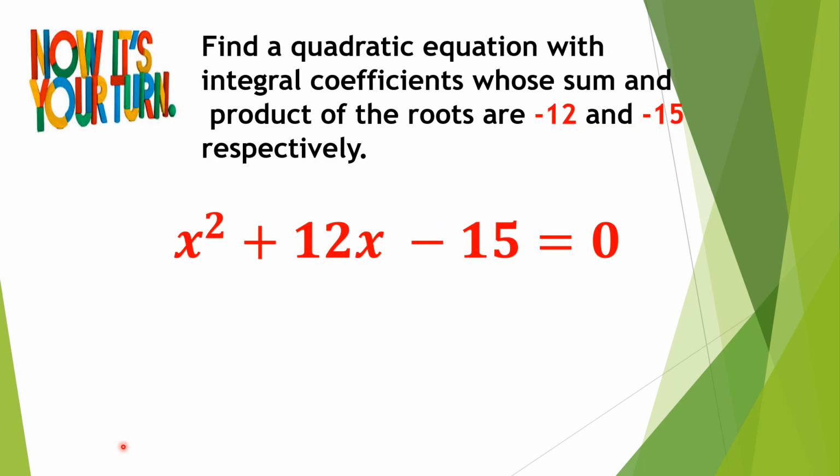Okay, it's your turn. We have now the answer. So if the product of the roots are negative 12 and negative 15, we have the equation which is x squared plus 12x minus 15 equal to 0. And sorry, the answer is already here. I think it's not a problem, no? What is important is you know what to do. So this is the answer.